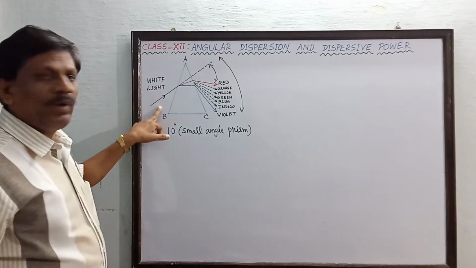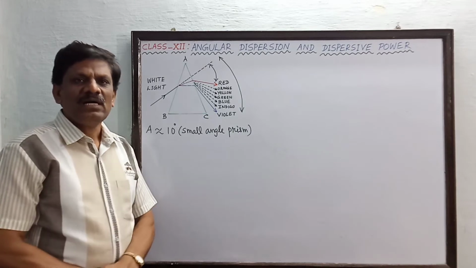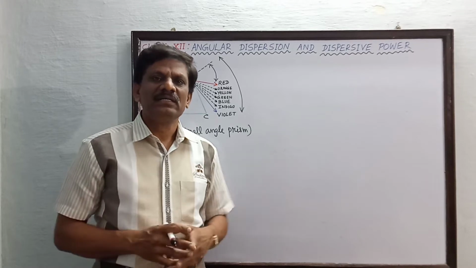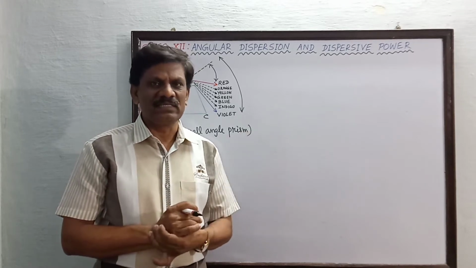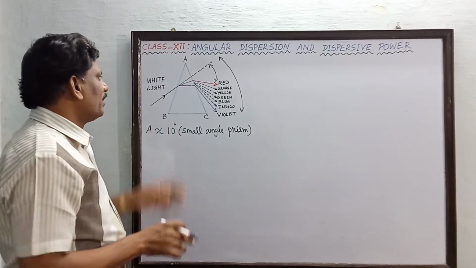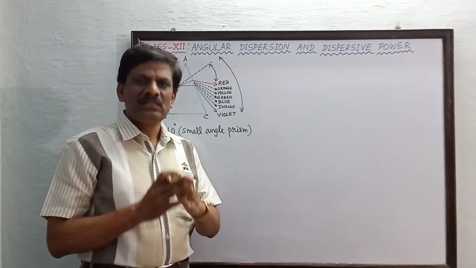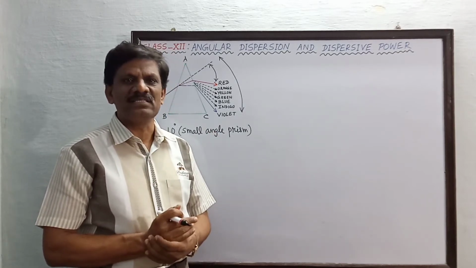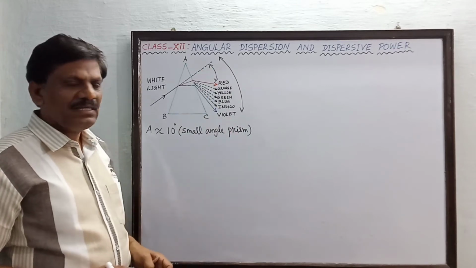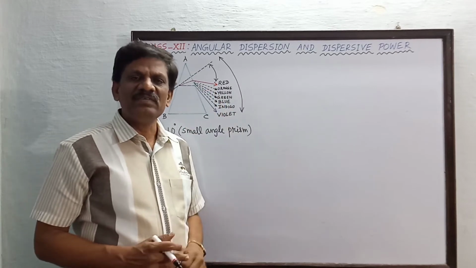When a ray of white light, also called composite light or polychromatic light, white light is a composition of so many wavelengths, is it not? So it is also called polychromatic light. So what will happen when a ray of white light is incident on a prism? It will disperse into 7 colors. So the emergent light contains 7 colored rays, and this is called the visible spectrum.